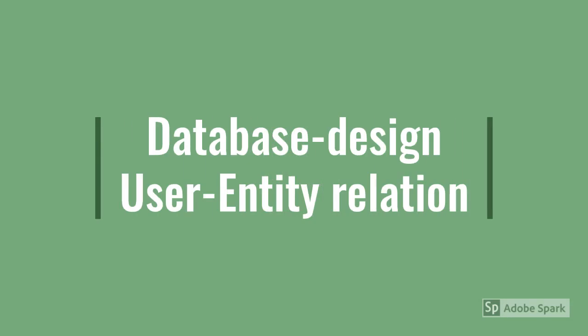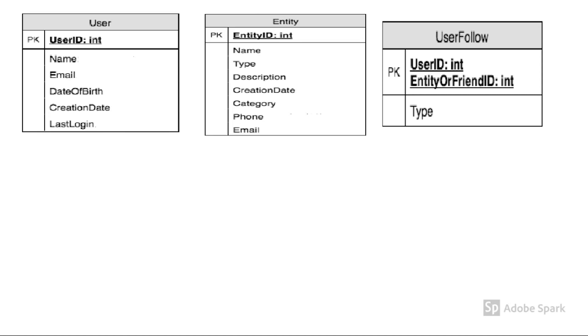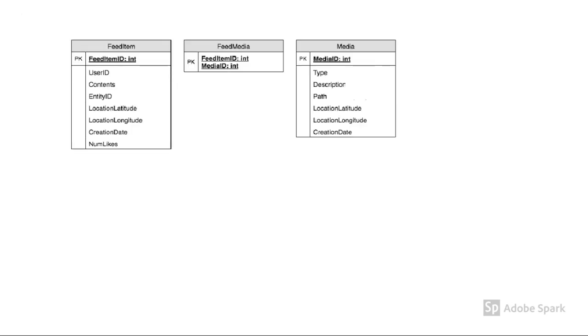Let's discuss the database design. There are mainly three primary objects in this scenario. First is users, second is entity, which is pages or groups a user follows, and third is the feed item, or post. First one is the user entity relation. A user can follow other entities and can become friends with other users. The type column in user follow identifies if the entity being followed is a user or an entity.